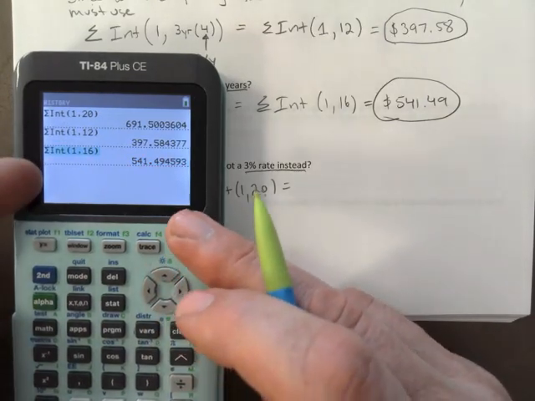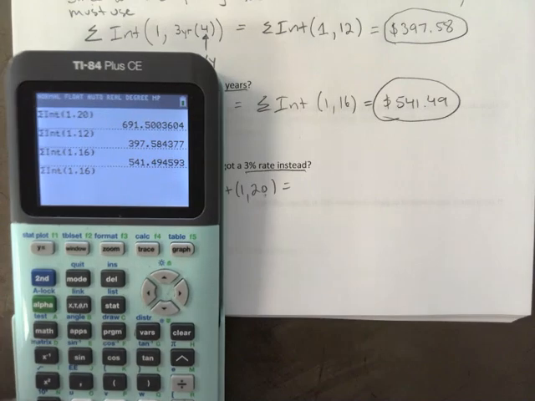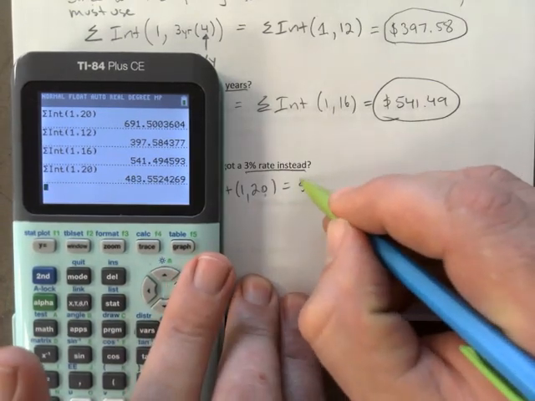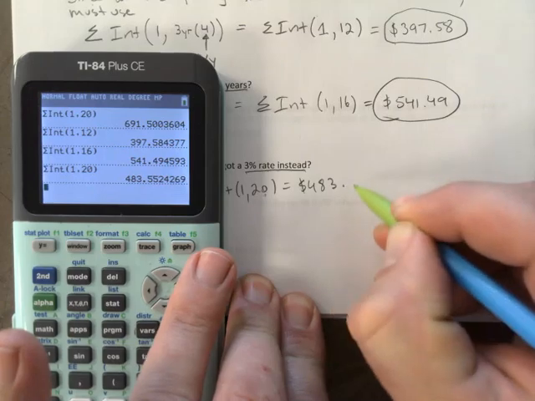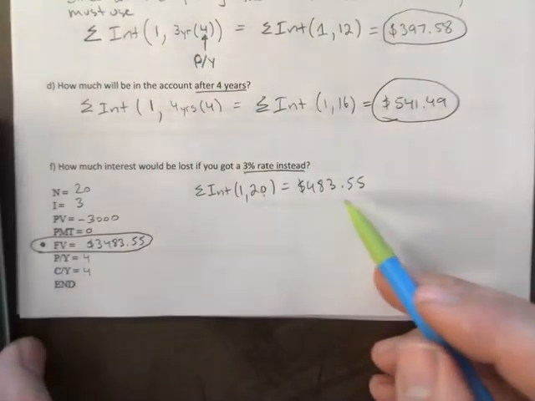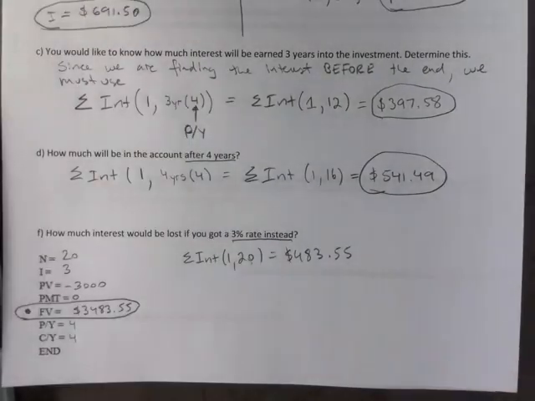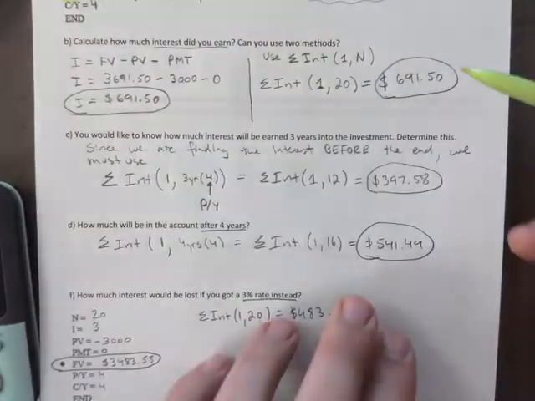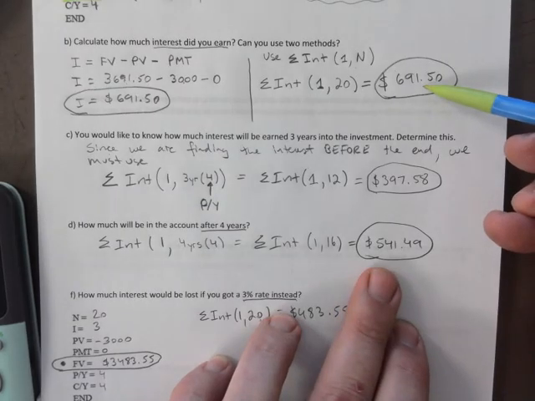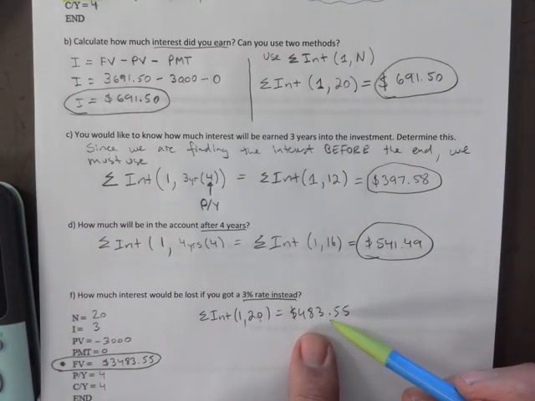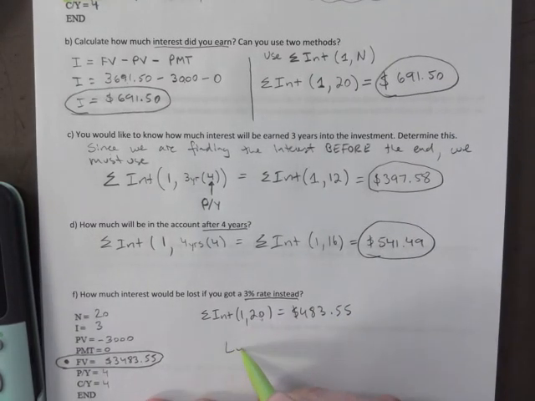And I already used interest before, so I'm just going to figure out what that is. That's $483.55 that you've earned under these circumstances. How much did you lose in interest, folks? You would have made 691 with the first interest rate. Now you only earned 483. So the loss, you didn't answer the question yet until you perform this step right here.